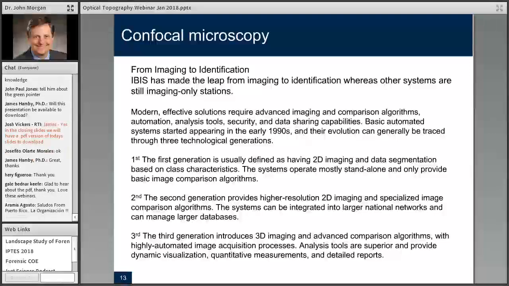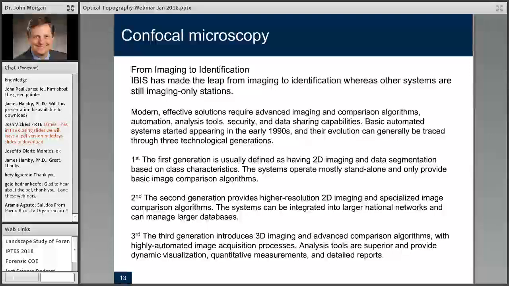Now, the second generation were the higher resolution 2D imaging that you would see in NIBIN around the year 2000 and throughout most of the 2000s. They used more specialized image comparison algorithms, and they were integrated into the NIBIN network and could manage larger databases. Although, let's be frank, both the scientific research and the operational implications were that the interjurisdictional hits were not that common during that period. Again, mostly because of the limitations in the imaging equipment.